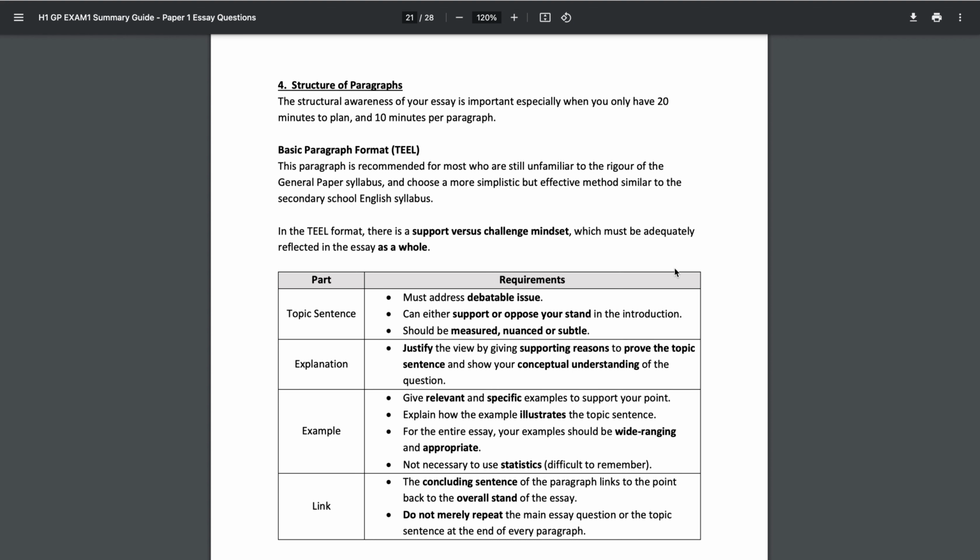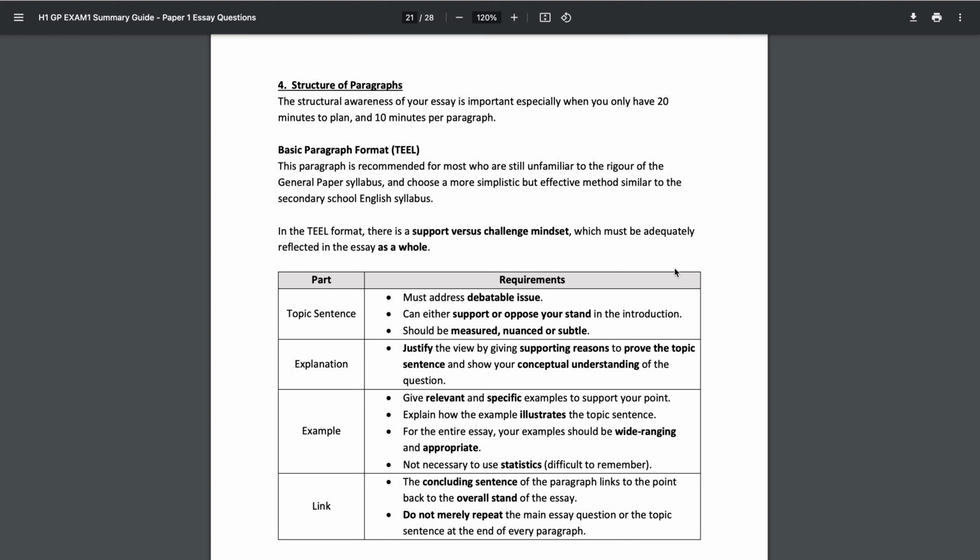In this format, do take note there's a support versus challenge. Support versus challenge that must be shown. And I'm going to caveat first. Please do not get confused if you're doing the TEEL format. Do not get confused with the enhanced format. The enhanced format has a completely different consideration. Again, I advise all of you to eventually move to the enhanced format by A levels, but at the very least, the basic format has support and challenge, so you need to understand that.